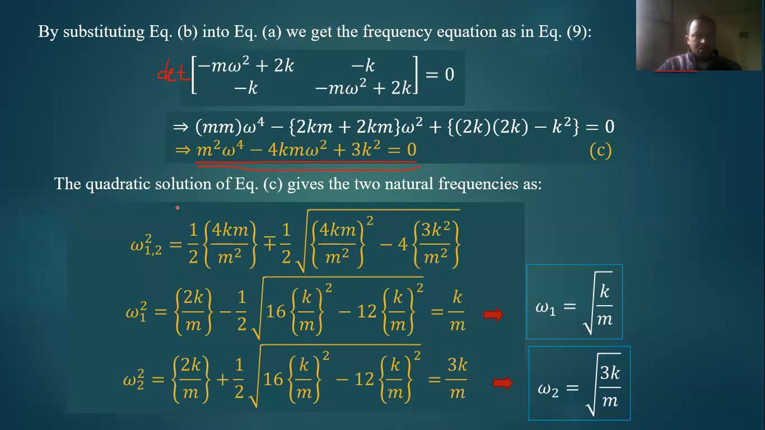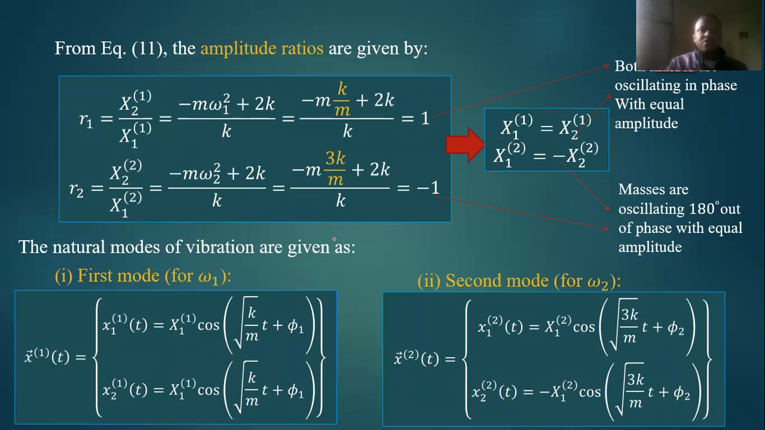Finally, the quadratic roots of omega are obtained like this. So our omega 1 is equal to the radical of k over m, and omega 2 is equal to the radical of 3k over m. By simplifying this, we can finally get this equation. So once we get omega 1 and omega 2, we can find the amplitude ratio.